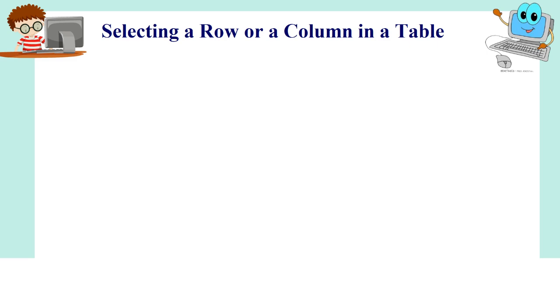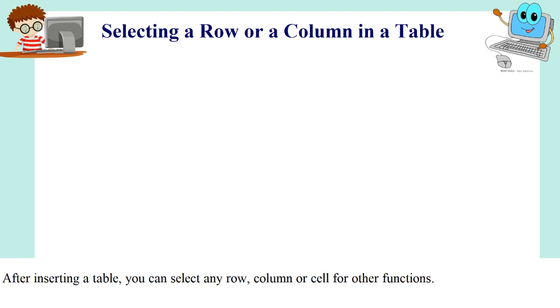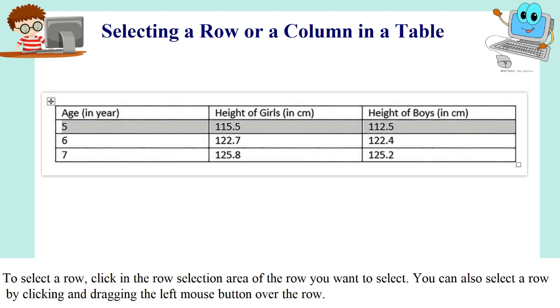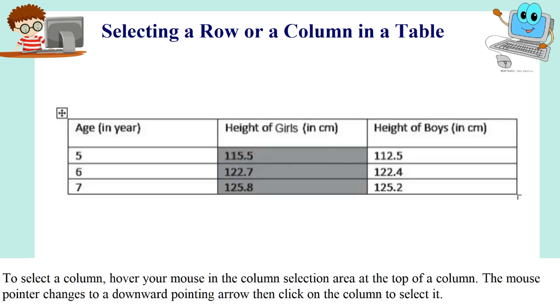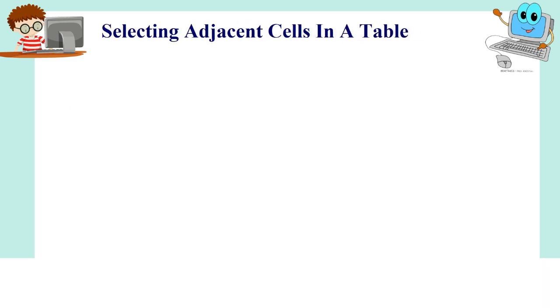Selecting a row or a column in a table. After inserting a table, you can select any row, column, or cell for other functions. To select a row, click in the row selection area of the row you want to select. You can also select a row by clicking and dragging the left mouse button over the row. To select a column, hover your mouse in the column selection area at the top of a column. The mouse pointer changes to a downward pointing arrow, then click on the column to select it.